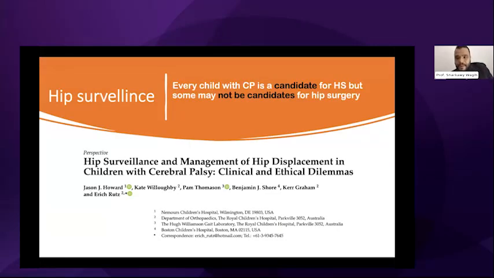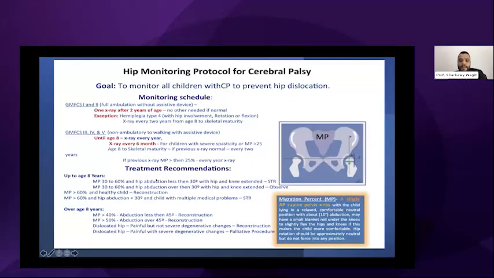So my talk is about hip surveillance. Every child with CP is a candidate for hip surveillance, but not every child with CP is a candidate for hip surgery. To do hip surveillance, we have to do a simple AP X-ray of the pelvis, and it depends on the Gross Motor Function Classification. In non-walkers, we have to do it every 6 months until the age of 8 years.